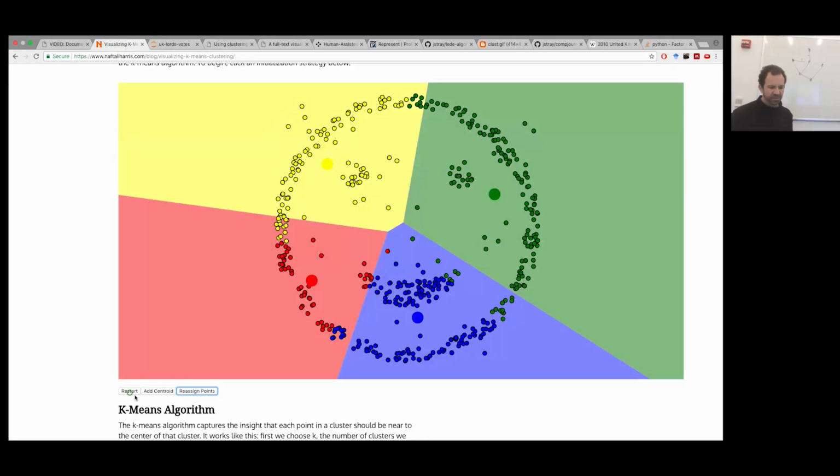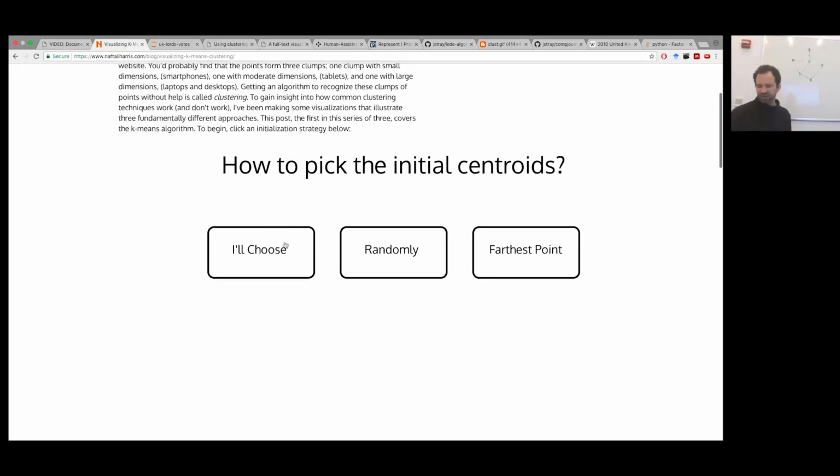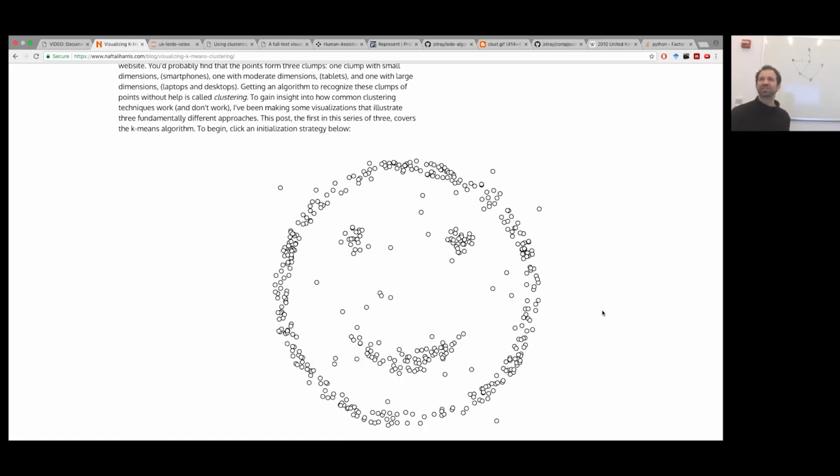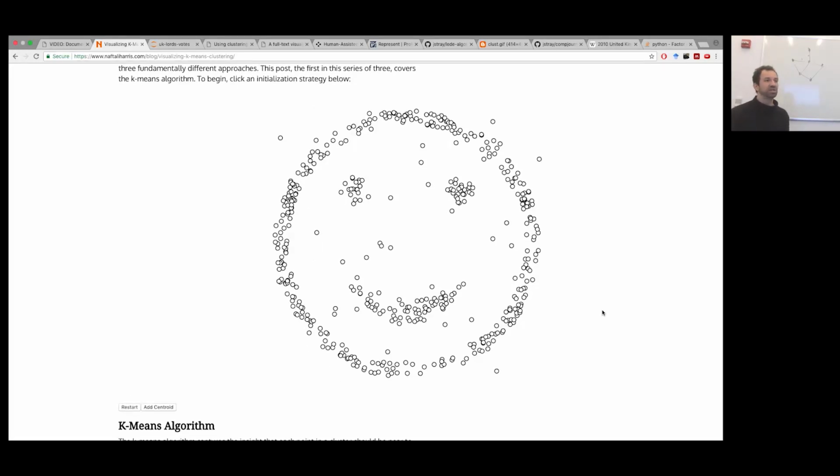All right, so you pick. How are we going to pick the initial centroid? So in other words, we're trying to find the center of clusters. To do that, we need an initial guess for where the cluster centers are. Randomly, okay. And then what kind of data would you like? Smiley or pimpled smiley? Pimpled smiley. Pimpled smiley is really the best one. Okay, so here we go. The big limitation of k-means is you have to pick k before you start. You have to know the number of clusters before you begin. And there are clustering algorithms which don't require you to know that, but k-means does.